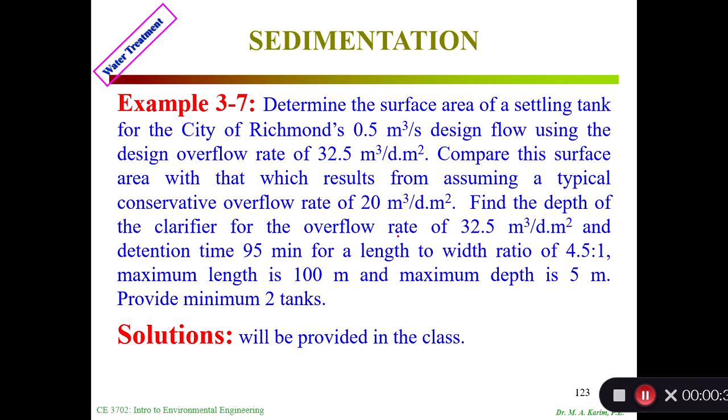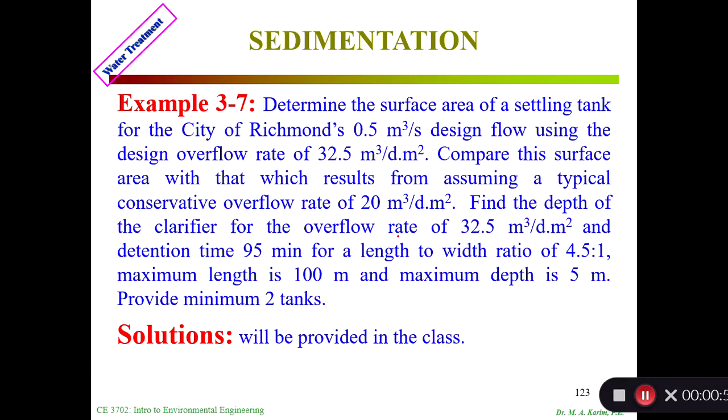Find the depth of the clarifier for the overflow rate of 32.5 meter cube per day per meter square, and detention time 95 minutes, with length to width ratio 4.5:1, and the maximum length is 100 meter, maximum depth is 5 meter. Provide minimum 2 tanks.